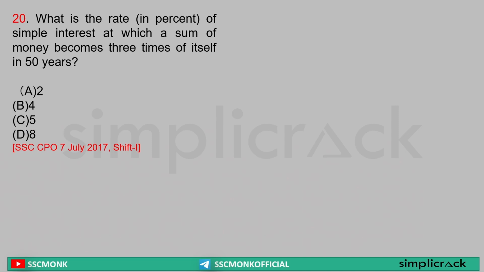What is the rate of simple interest at which a sum of money becomes 3 times of itself in 50 years? Sir, P crossed out, that means R into T divided by 100 is equal to n minus 1, that is 2. 50 2s are 100, R is equal to 2 into 2, 4%.